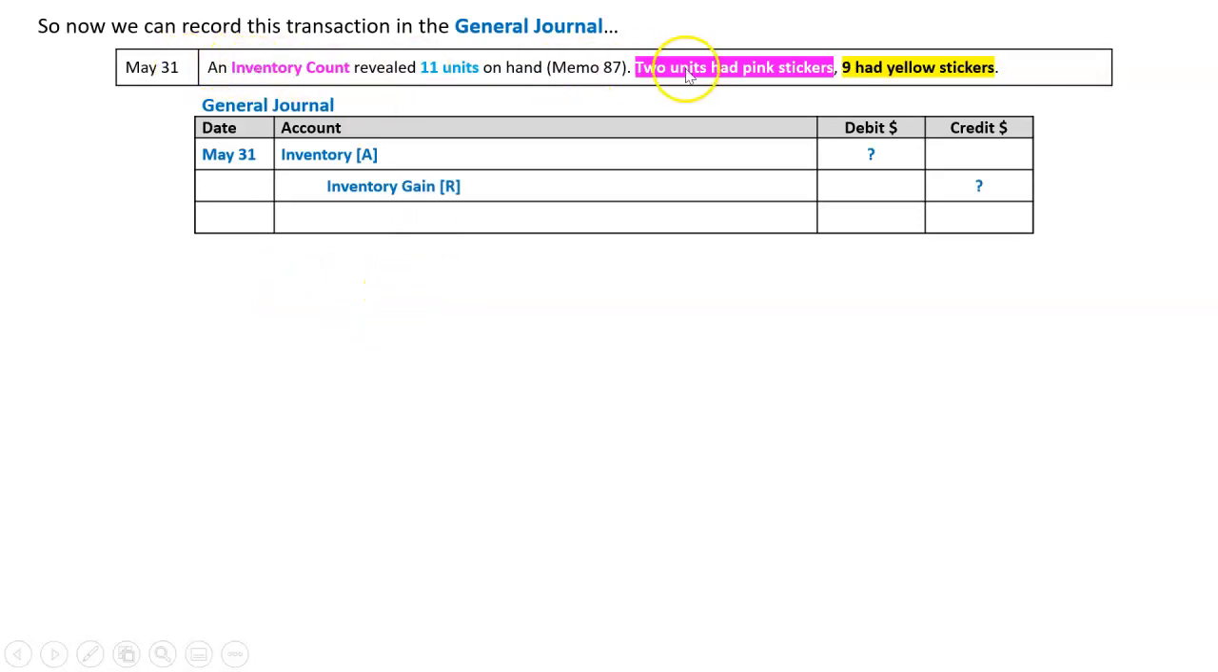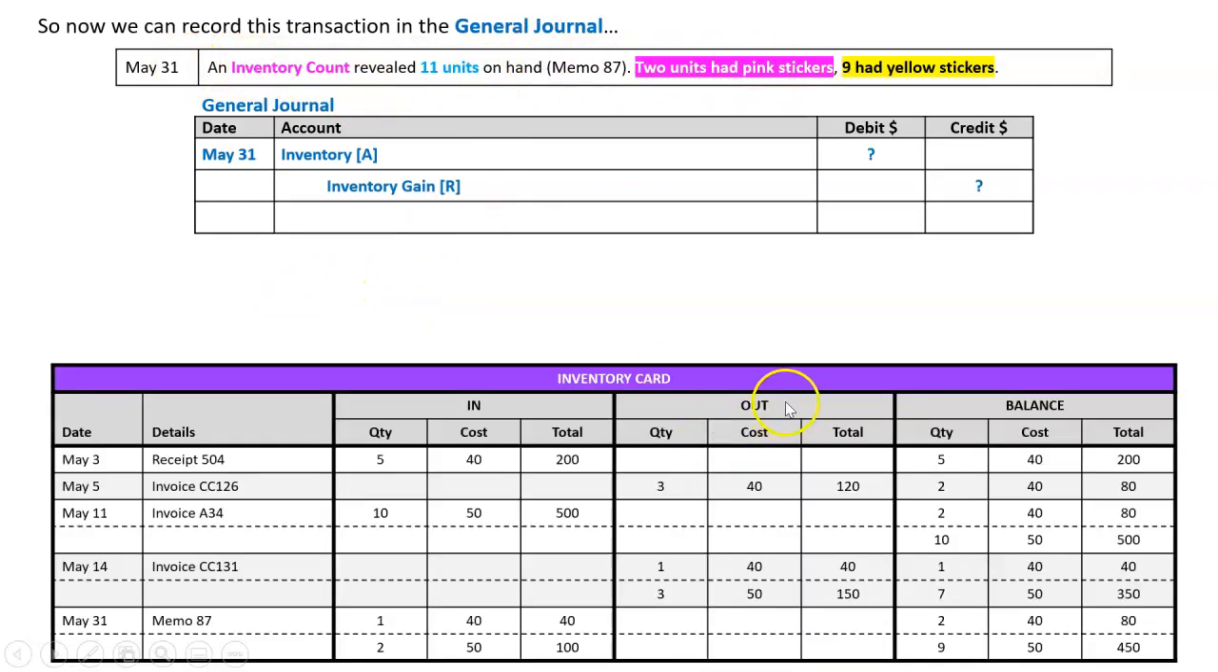If I just look at this here, I don't know the amount, and that's why I did this inventory card, because over here I recorded 1 at 40 and 2 at 50, and if you add those two numbers together you get 140, and that's the amount I'm going to use there. It's very important. It's probably one of the more likely questions for a narration and inventory gain or loss.